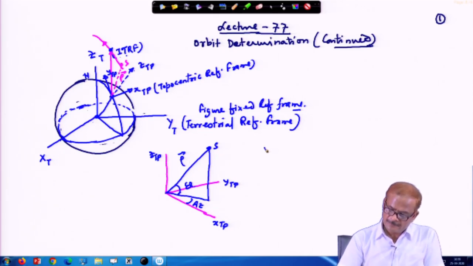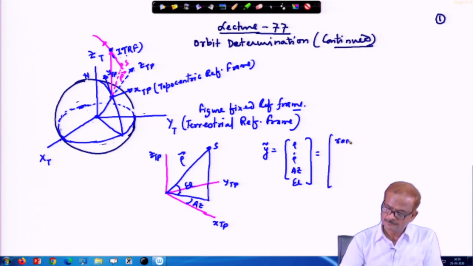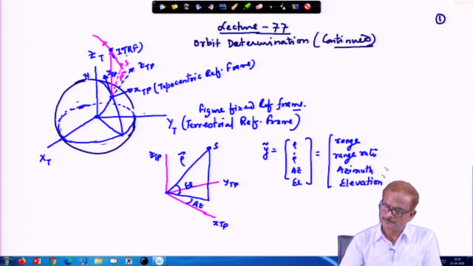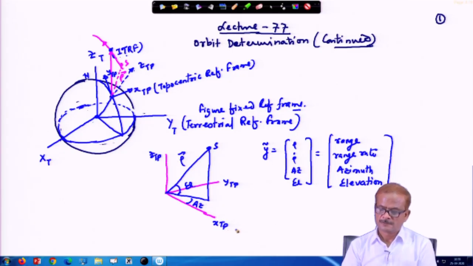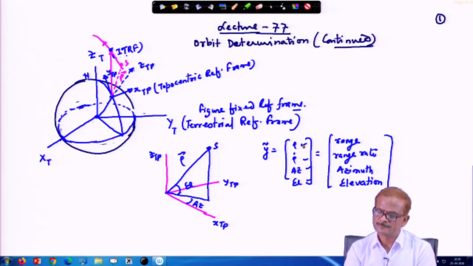So, what you have available, we write this as y tilde equal to rho, rho dot, azimuth and elevation. Call the range, range rate, azimuth, elevation. So, these are the four observations you are making at any particular instant of time. You have automatic machines, we have presumed that we have all the facilities available, so that rho, rho dot, azimuth and elevation can be directly measured.